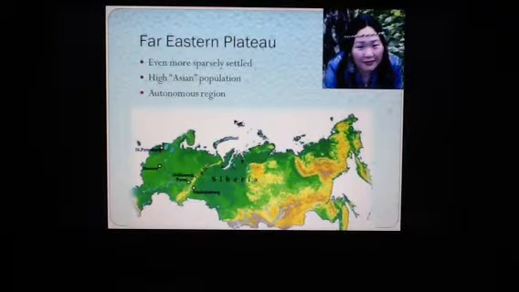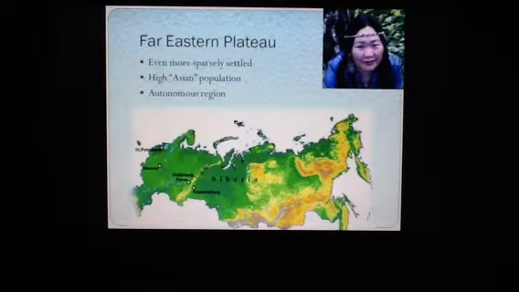Beyond the Siberian Plain is the far eastern plateau. It's even more sparsely settled than Siberia. It's high in Asian population. I'll get to that in a second. And it's an autonomous region, which means that it has some freedoms to do whatever it wants to do. Now, those are limited. In this region, you'll find a lot of, I guess you could call them native tribes, kind of like we have Indians, Native Americans here in the United States. These native tribes of Siberia live in this region also. And they speak their own language. They're a different nation of people than the rest of Russia.